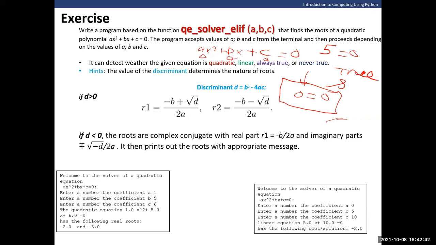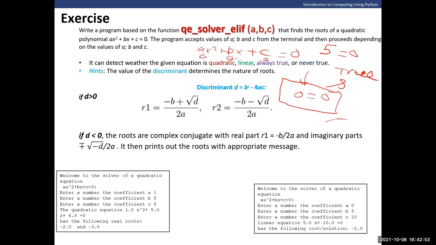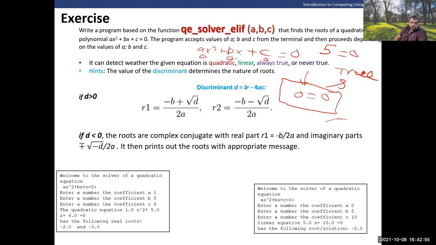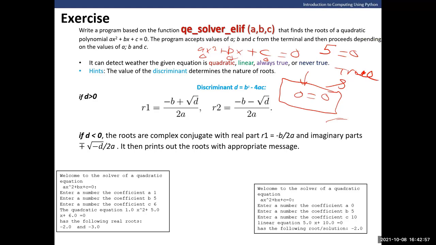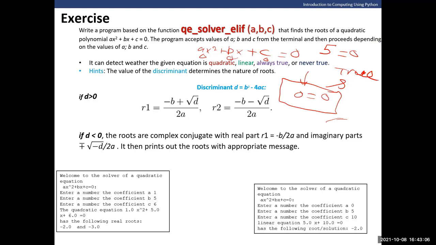Okay. So suppose that you have $5 and I say you have nothing. Is that true? No, that's no. So that's never true, okay? And the linear, you know what's the linear, and the quadratic, you know what's the quadratic. All right? Yeah, that's it. Thanks. Okay.